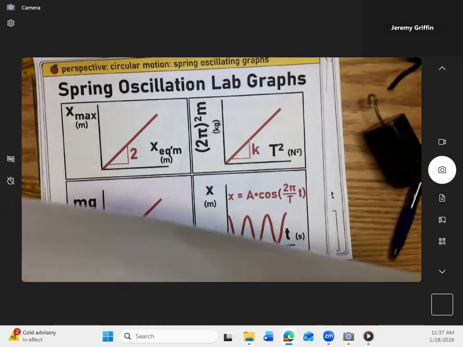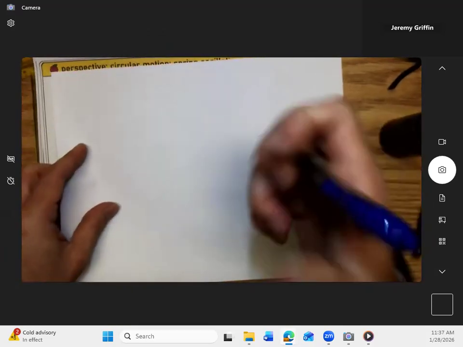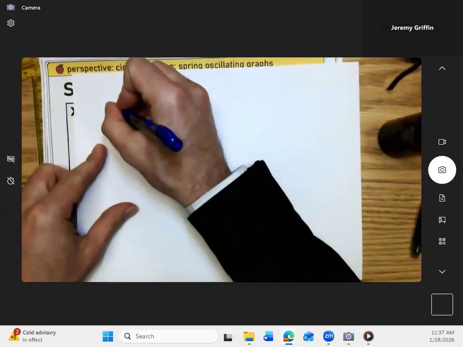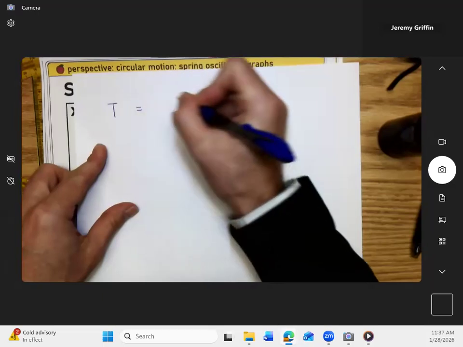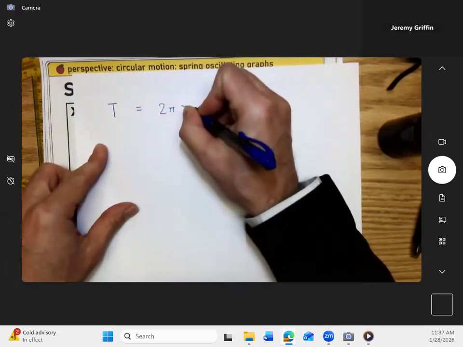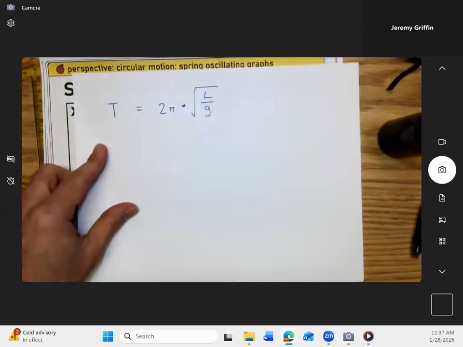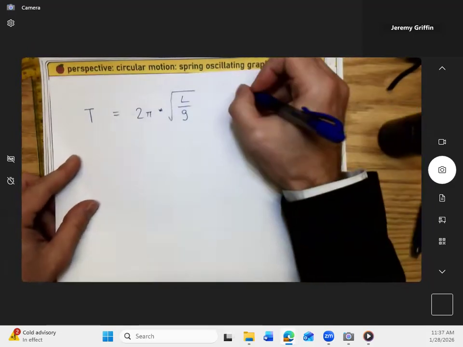But let's go back to something that you guys are familiar with, which is pendulums. Maybe somebody's memorized it by now. Guys, what is the time period for a pendulum? 2 pi. Yeah, 2 pi square root of L over g, just like that. Now, here's a scenario.